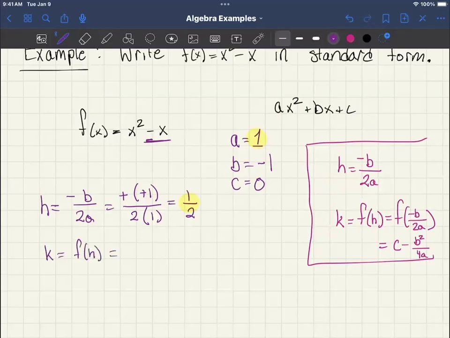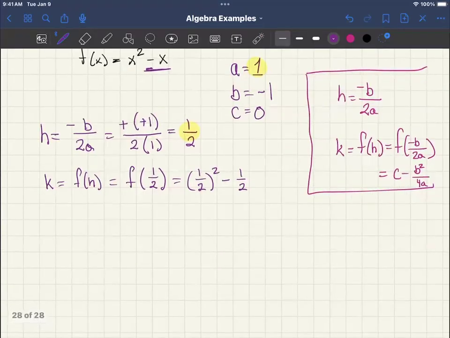All right, so K is the same as plugging our H value into our function. Our H value is 1/2. So we're going to take this information and put it in this function right here, and everywhere we see an X, instead of putting X, we'll put 1/2. So we're going to start off with 1/2 quantity squared minus 1/2. We are going to simplify this a little bit.